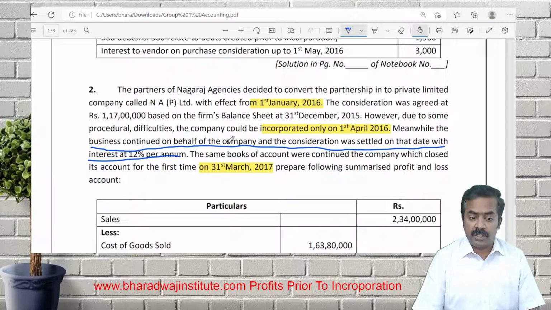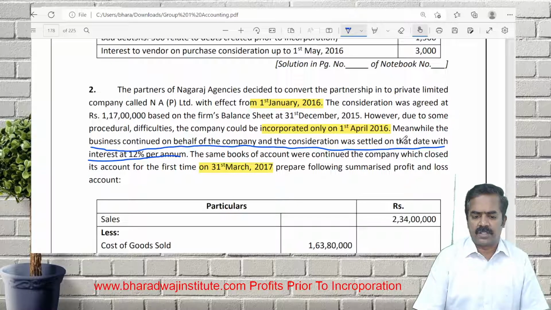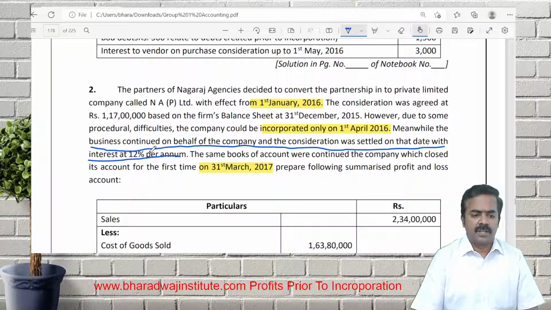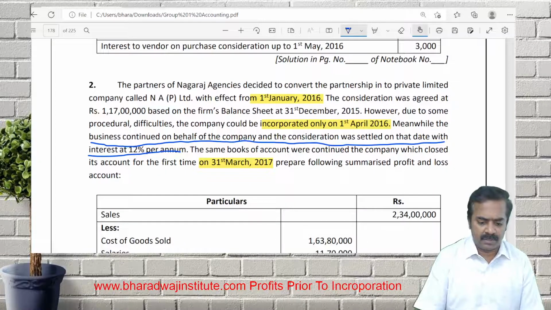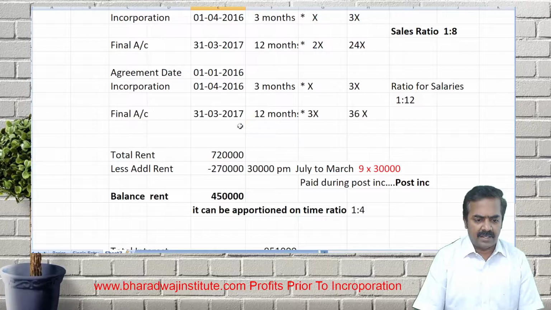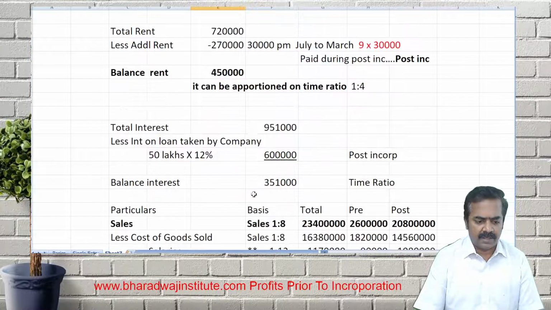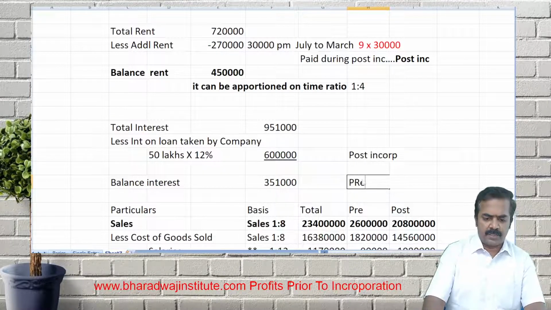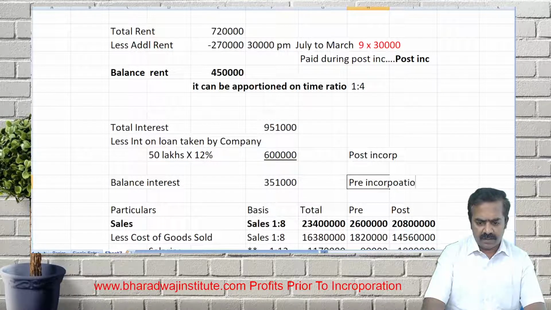The business was continued on behalf of the company and the consideration was settled on the date with an interest of how much? 12% per annum. So that interest, balance interest, correct. Very good observation. Yeah, the balance interest is clear. What is a balance interest? It relates to which period? Pre-incorporation period. It's clearly given in the problem.